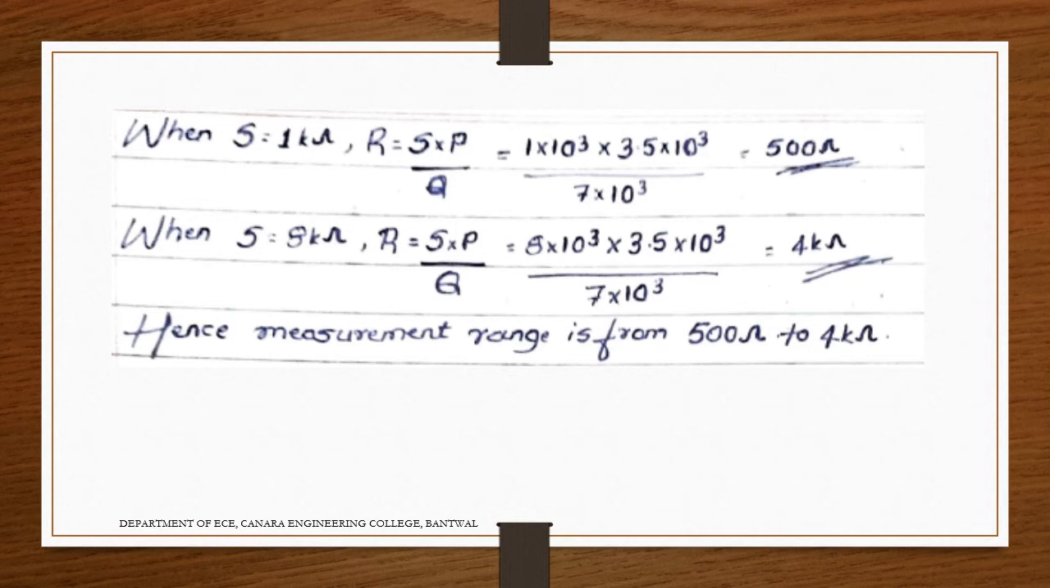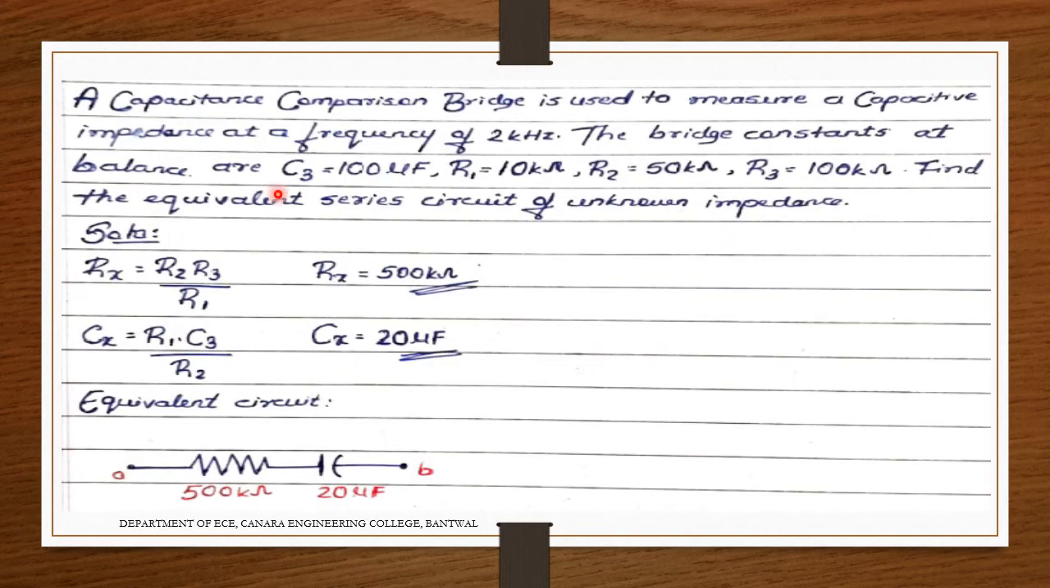Okay. Next. A capacitance comparison bridge is used to measure a capacitive impedance at a frequency of 2 kHz. So F is equal to 2 kHz. The bridge at balance has C3 equal to 100 microfarad, R1 equal to 10 kilo ohms, R2 equal to 50 kilo ohms, R3 equal to 100 kilo ohms. Find the equivalent series circuit of the unknown impedance. We have to find the unknown impedance.